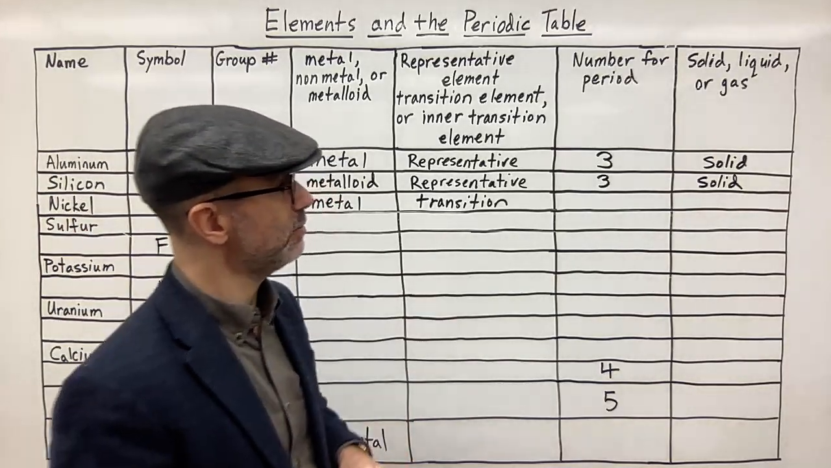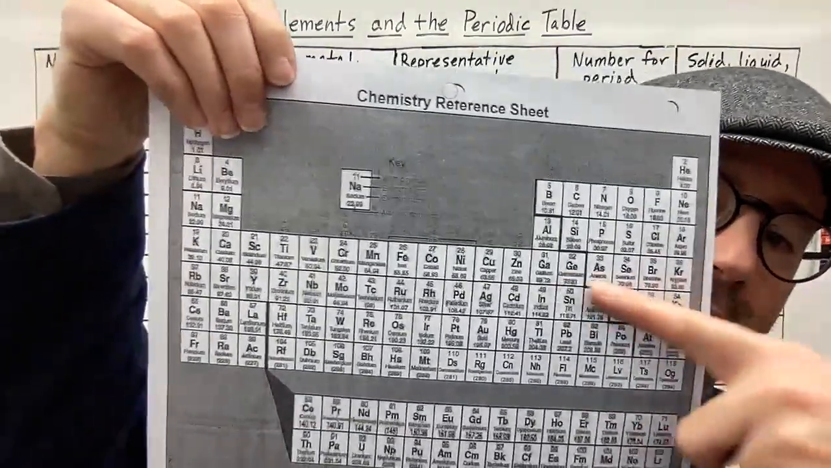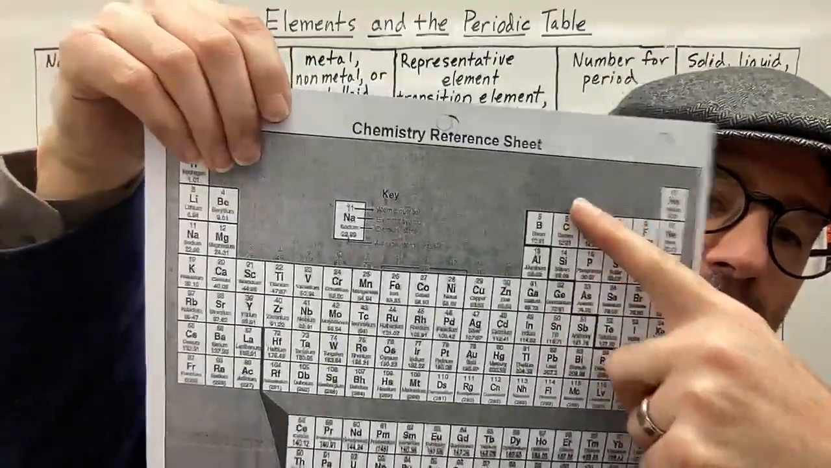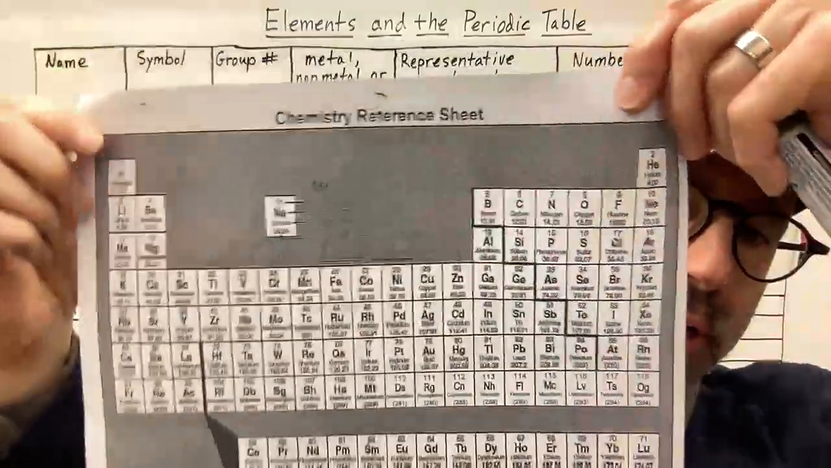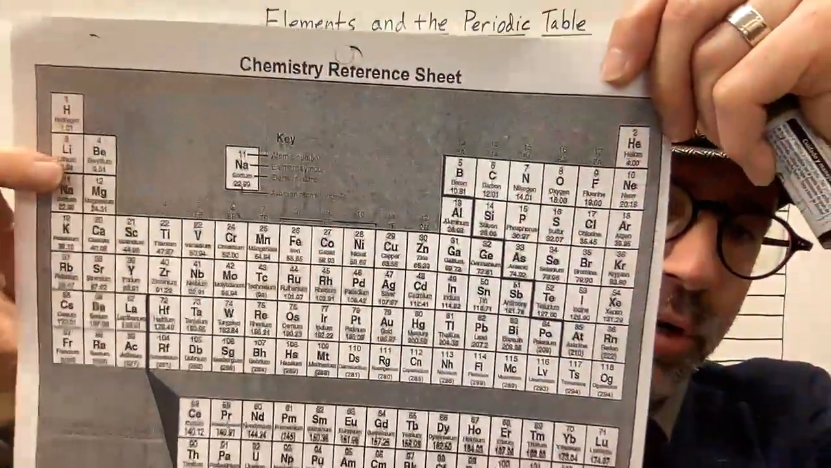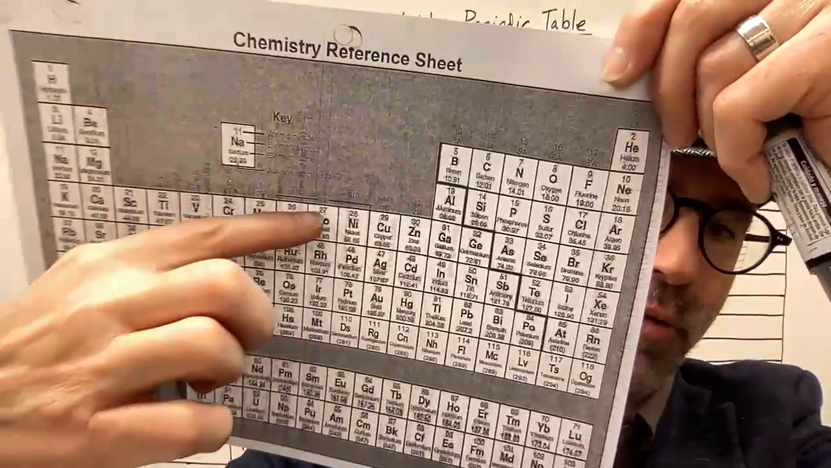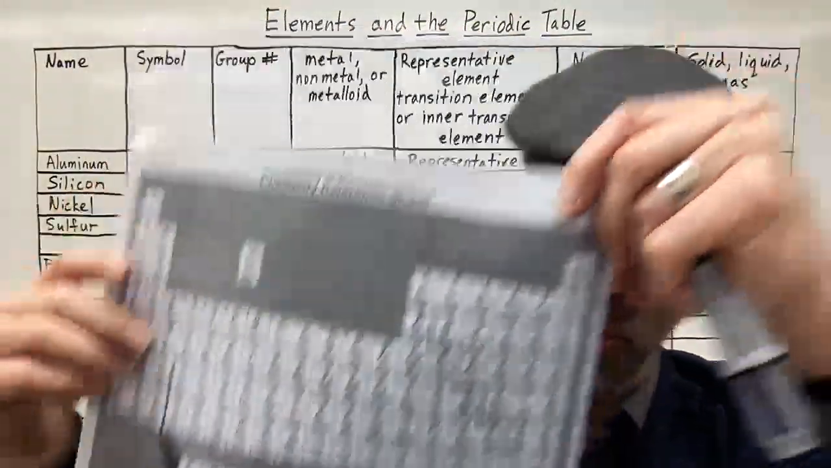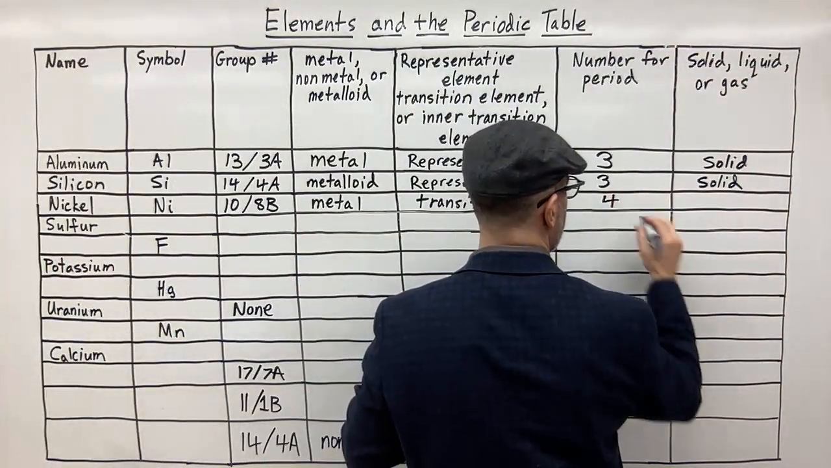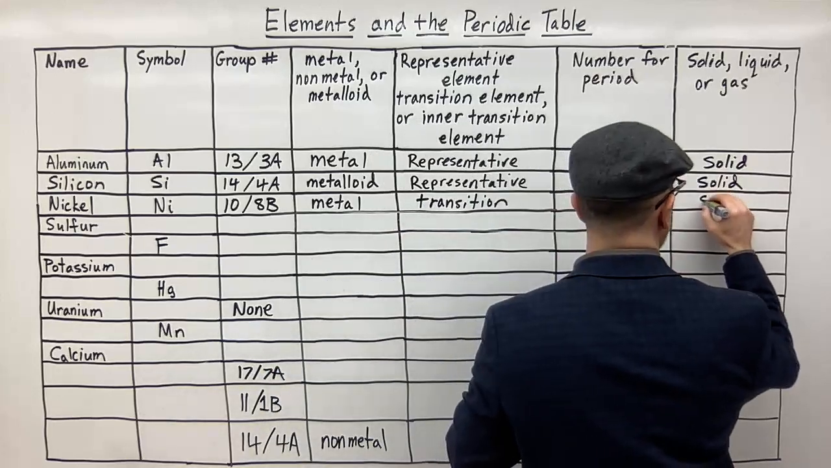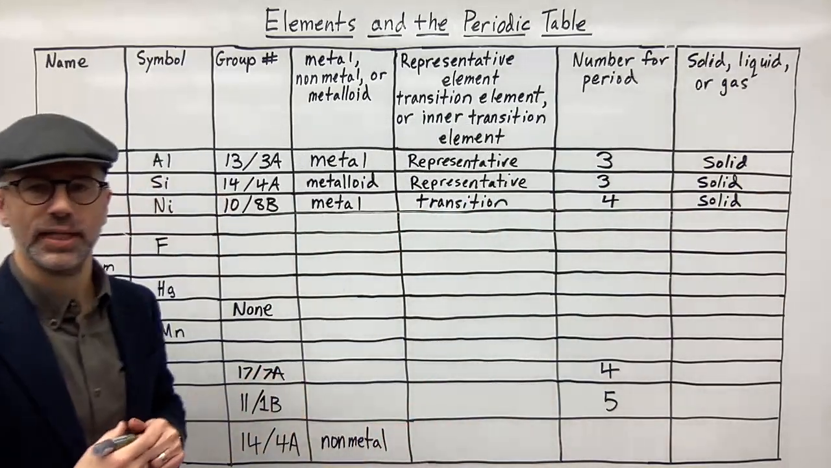And the period that it's in, again, if we look at the periodic table, so here we have period 1, period 2, period 3, and period 4. So if we go across period 4, we see nickel. So period 4 for nickel. So that's going to be period 4. And nickel is a metal, so it's a solid. Again, the only non-solid metal is mercury, which is a liquid at room temperature.